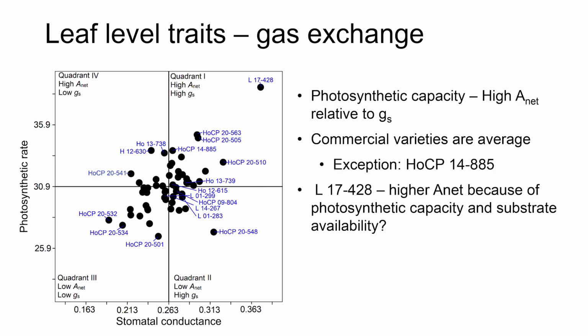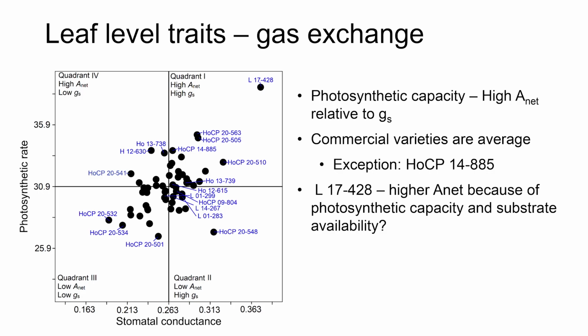Another thing that was interesting is this one right here, and we're still looking at this one. This was multiple leaves, so this is a very consistent value. That's not just one strange plant. But this is L17 428, and it's just screaming, both in photosynthetic rate and also in stomatal conductance. And so we're looking further into that. Why does it have high values?